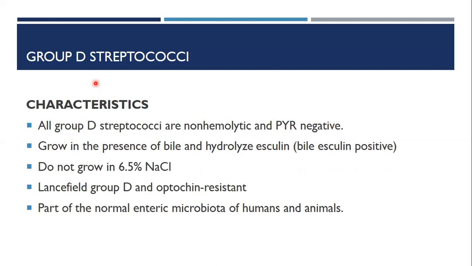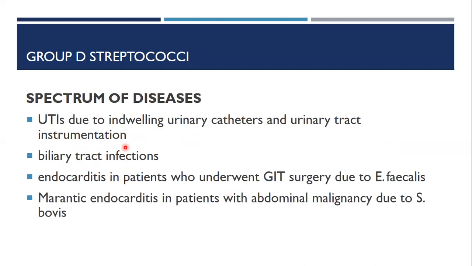Then we have the group D Streptococci. These are non-hemolytic and PYR negative, as compared to Streptococcus pyogenes, which is PYR positive. It hydrolyzes esculin and grows in the presence of bile, so it's bile esculin positive. However, it does not grow in 6.5% NaCl and is optochin resistant. It also causes UTI, biliary tract infection, and marantic endocarditis in patients with abdominal malignancy due to Streptococcus bovis.